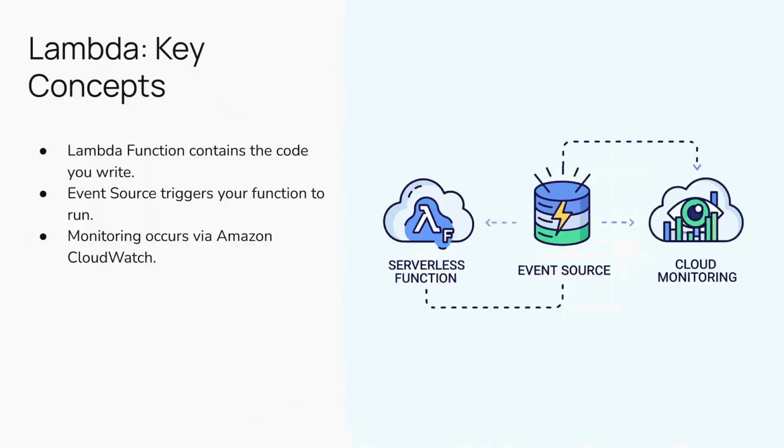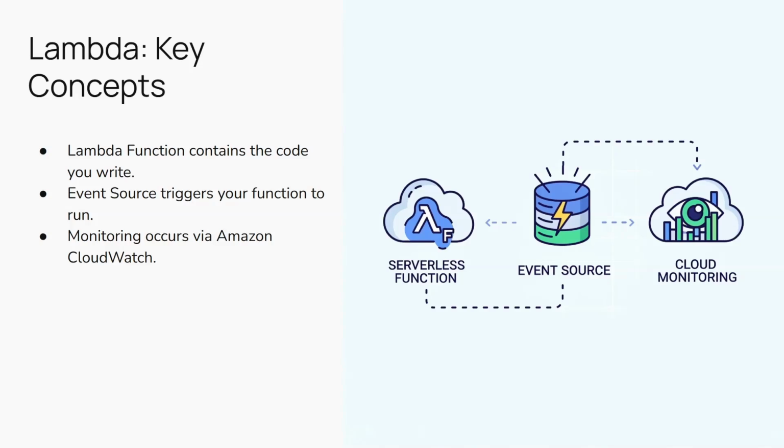So let's talk about the key concepts of Lambda. When we work with Lambda, there are three main components to understand. First is the Lambda function itself. This is the code which we write. That is the Lambda function. Second is the event source, which is what triggers your function. If we want to trigger it manually, or add an EventBridge scheduler, it will run our code again and again whenever we need, on a timely basis.